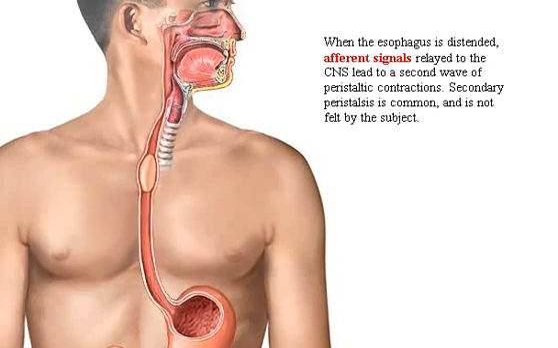When the esophagus is distended, afferent signals relayed to the central nervous system lead to a second wave of peristaltic contractions. Secondary peristalsis is common and is not felt by the subject.